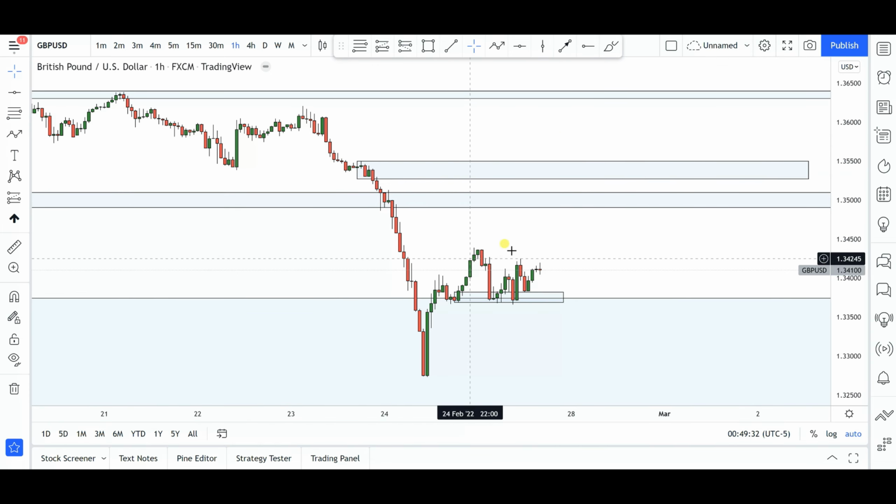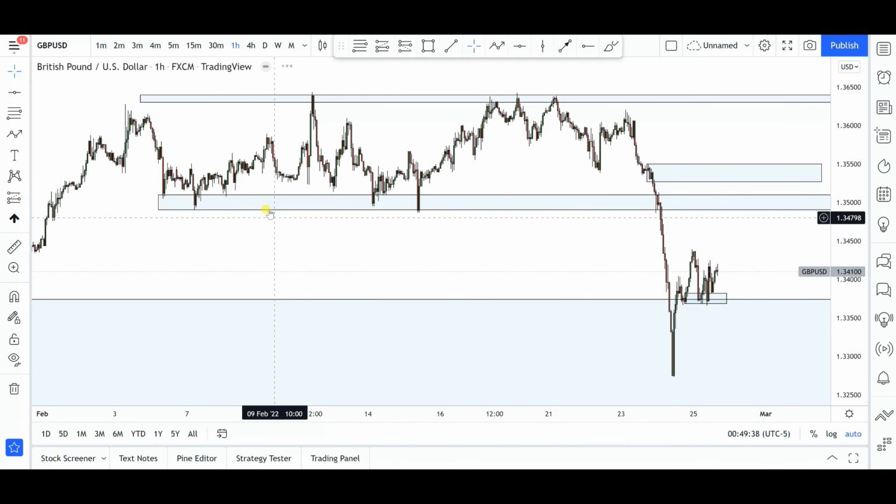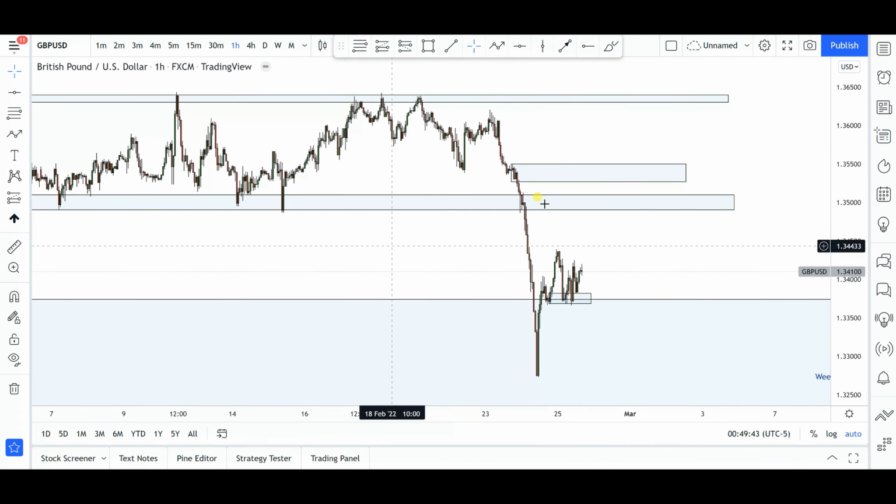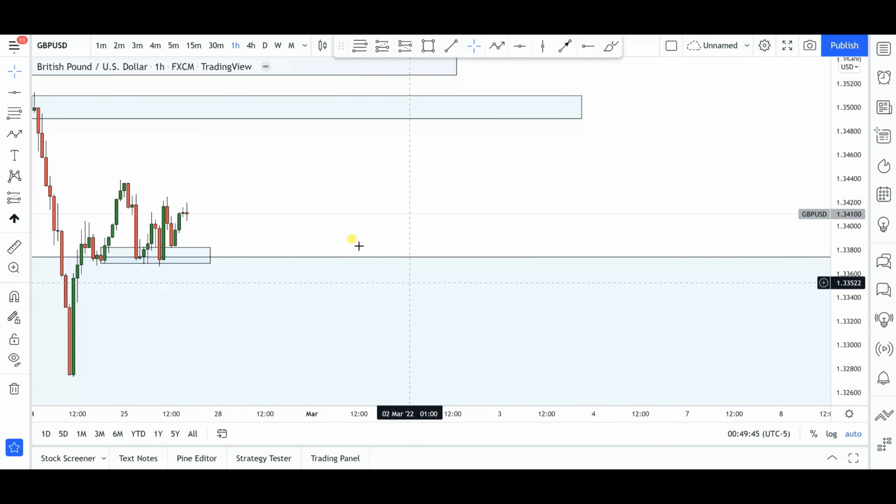But right now these are the key selling levels in my own opinion. This level right here in the hourly, and also the base of this range in the 4 hours time frame. So let's see how that goes. That's it for British pound and US dollar.